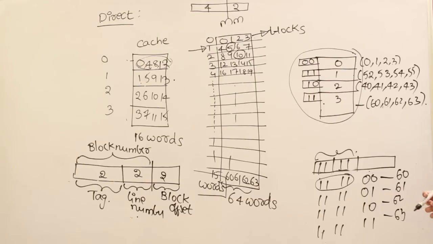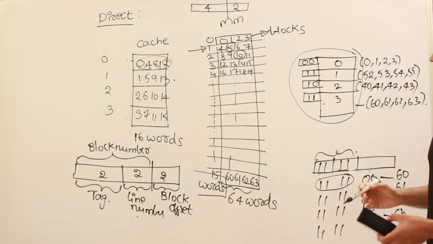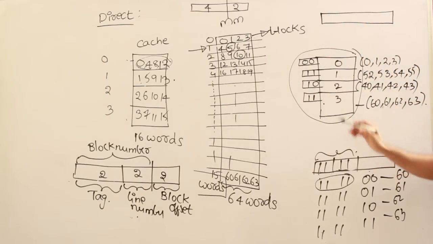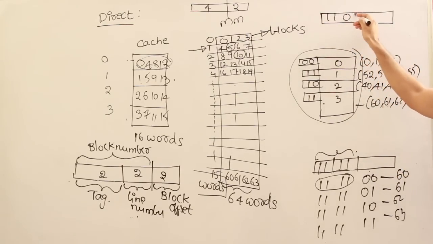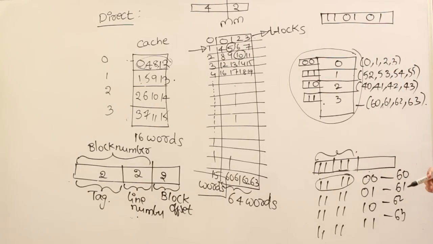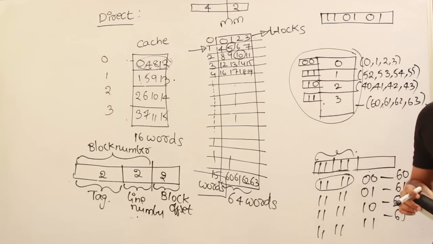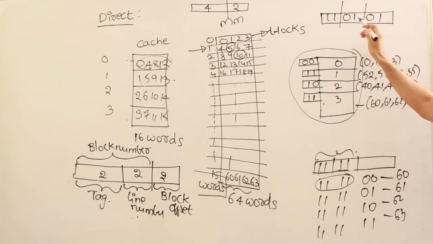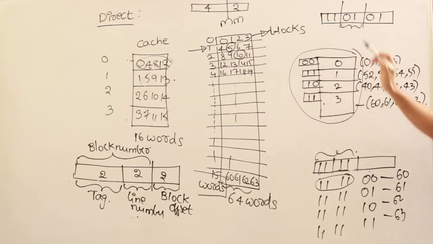Now, how will the CPU do this? Let us say the CPU generates some address, like this, 110101. This is the address generated by the CPU. The CPU will first try to check in the cache if that particular block is present. How will it identify which block to check? It will use this line number. This part is the line number, right? Now it will go into that line.